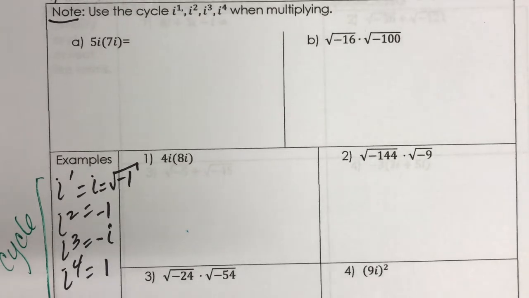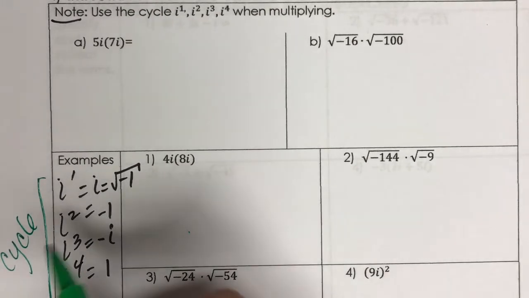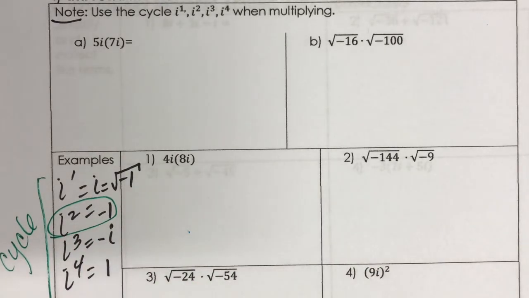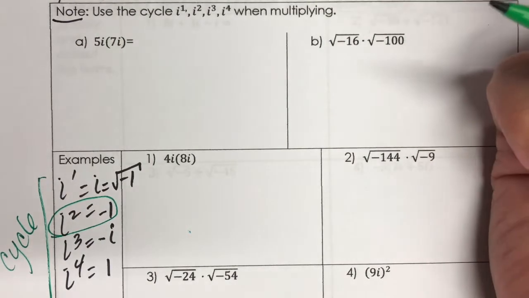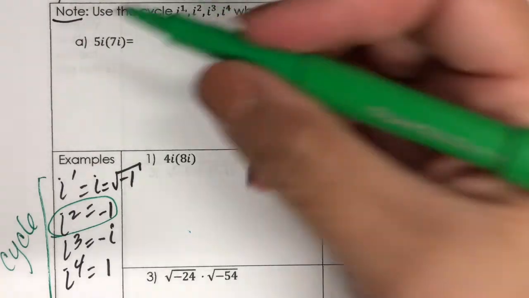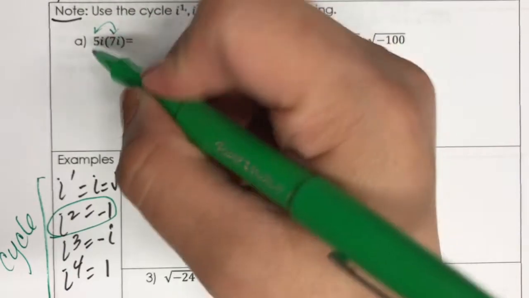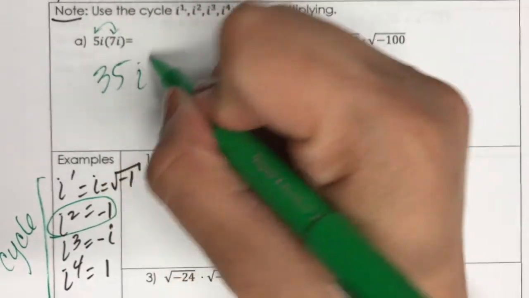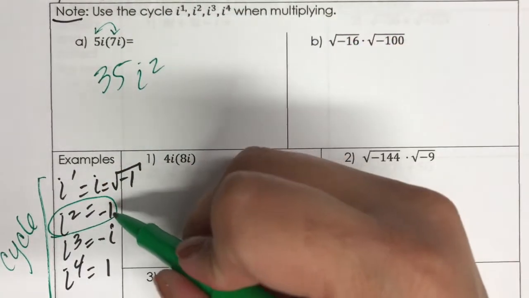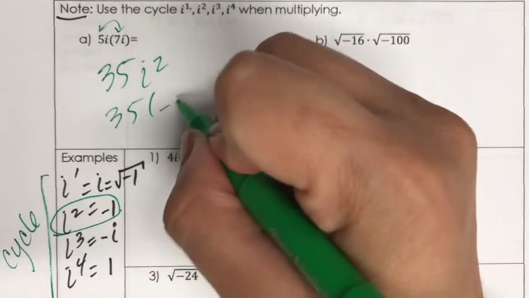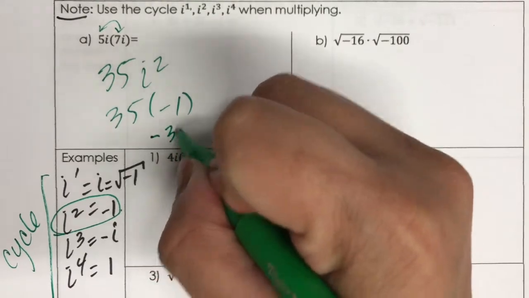As we're going through these, the most important one that you're going to work with is going to be i squared, because that's going to change the sign of your product when you have i squared as a result. So when we do multiplication, we're just going to multiply like natural. So we're going to have 35i squared. We said that i squared equals negative 1. So you're going to say 35 times negative 1, negative 35.